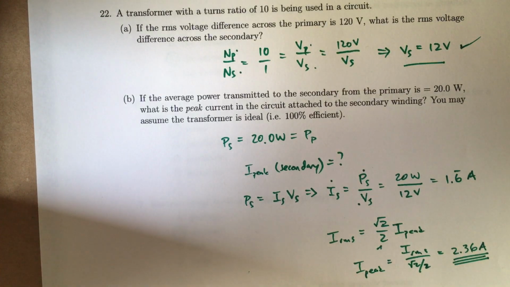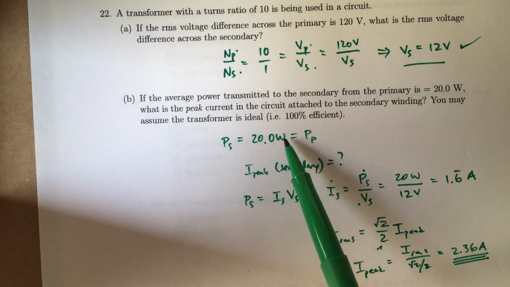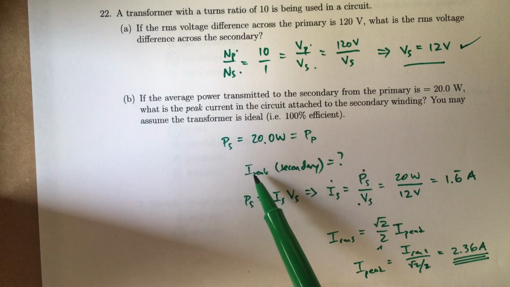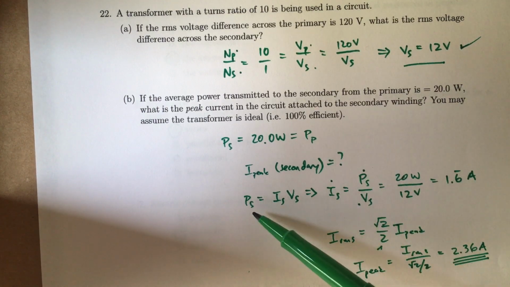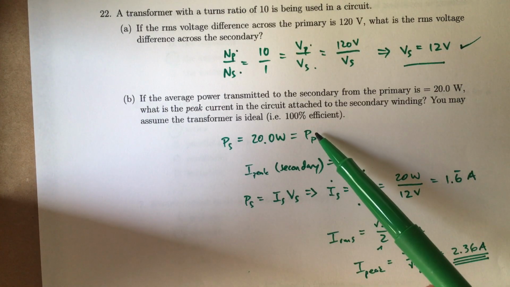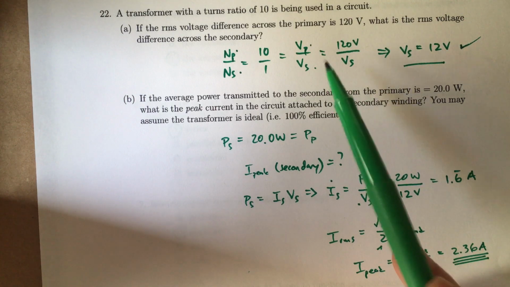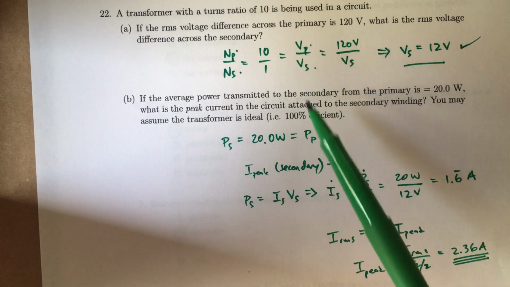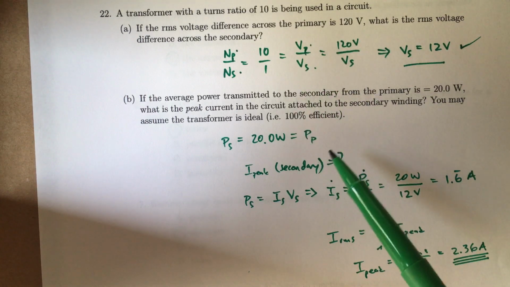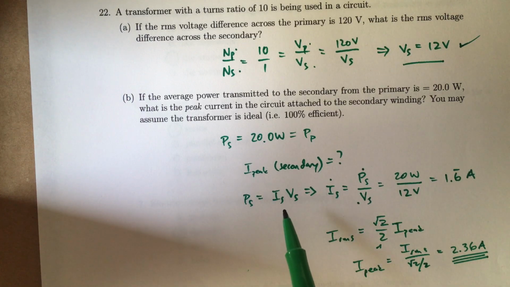Okay, so let's check our logic there, and then we'll sign off. We know that 20 watts comes to the secondary. We're asked what the peak current on the secondary winding is. We could figure out the current on the primary, and then we could figure out the current in the secondary with the current ratio that we know is equal to the inverse of this voltage ratio. But we can just focus on the secondary here and use Watt's law.